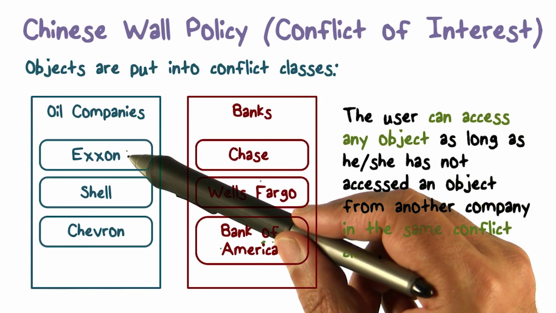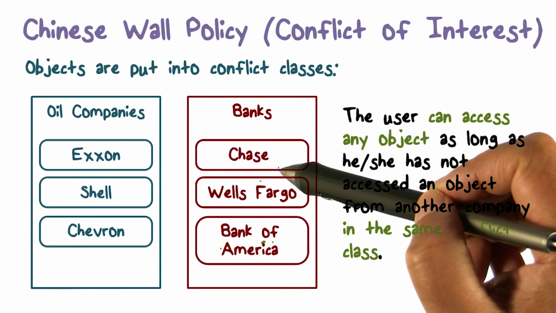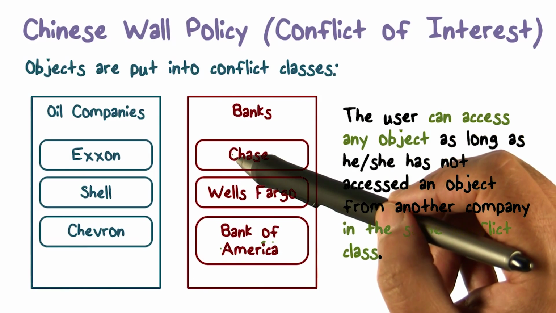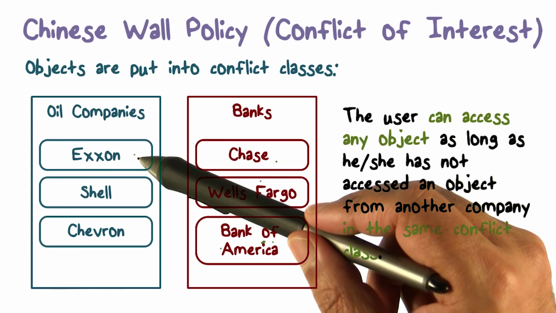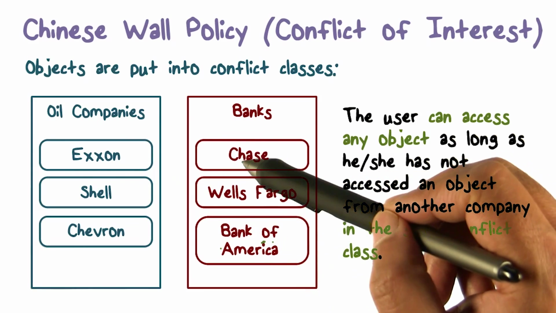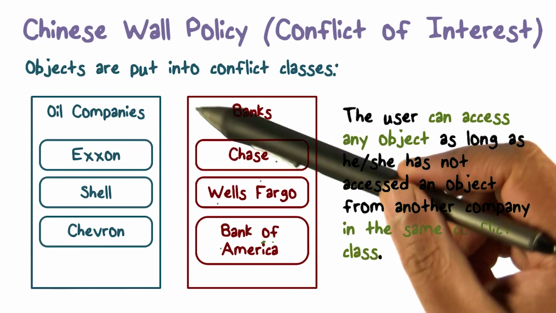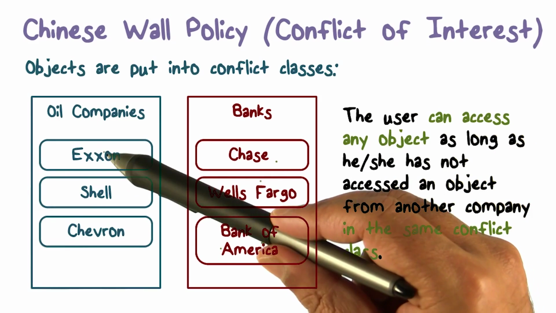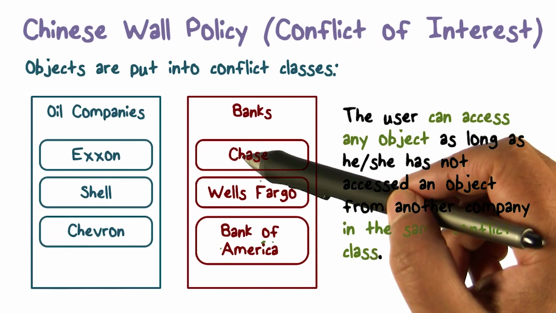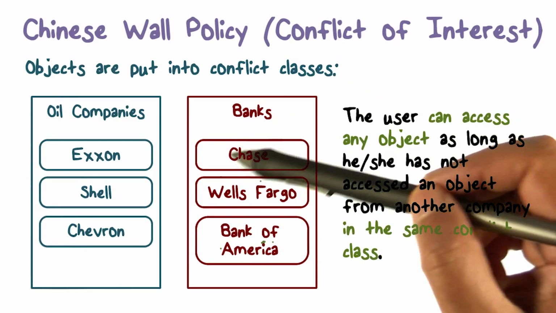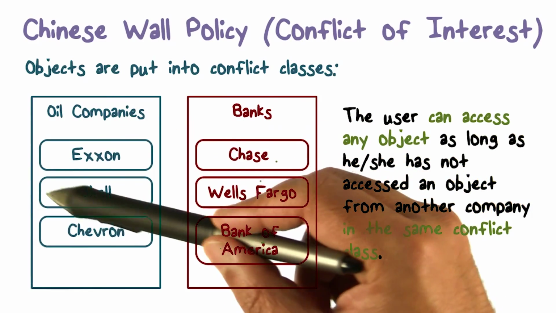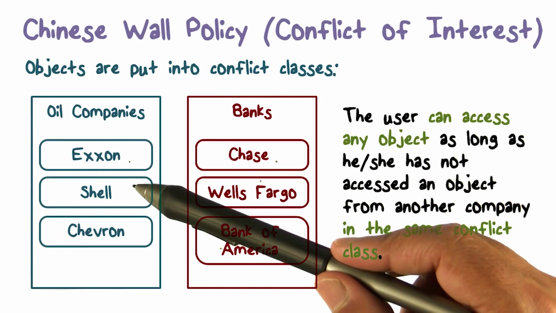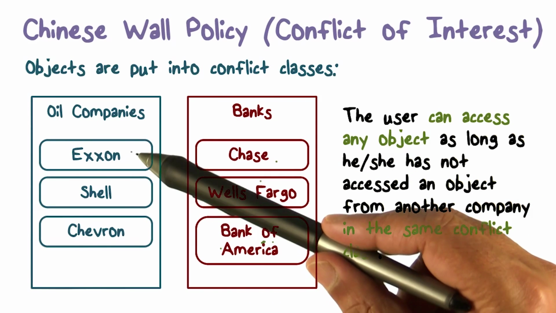Can she then go and access a document that pertains to Chase? Yes, that's in a different conflict class. There's no conflict between Chase and Exxon. Alice can access this and this, but as soon as she accesses Chase, she can't access Wells Fargo. So you can basically access any oil company and any bank, but not two oil companies and not two banks at the same time. So we're basically creating these walls around sets of documents, where the conflict exists across those, and that's why it's called the Chinese wall policy.